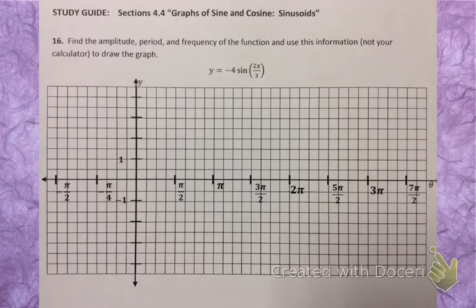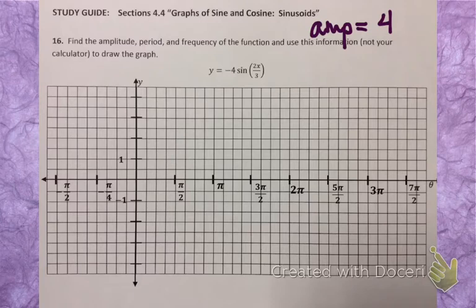So let's move on to number 16. We are to find the amplitude, period, and frequency of the function and use this to graph the function. Now I put some steps in your packet and I strongly recommend that you follow them. But let's follow the directions first here. So let's do our amplitude, which in this case is the absolute value of -4, so our amplitude is 4.